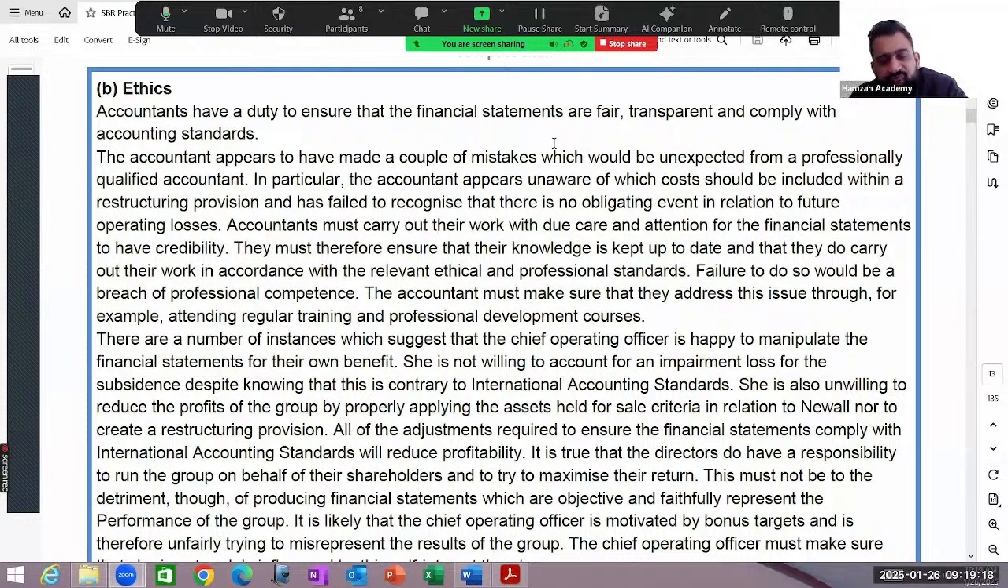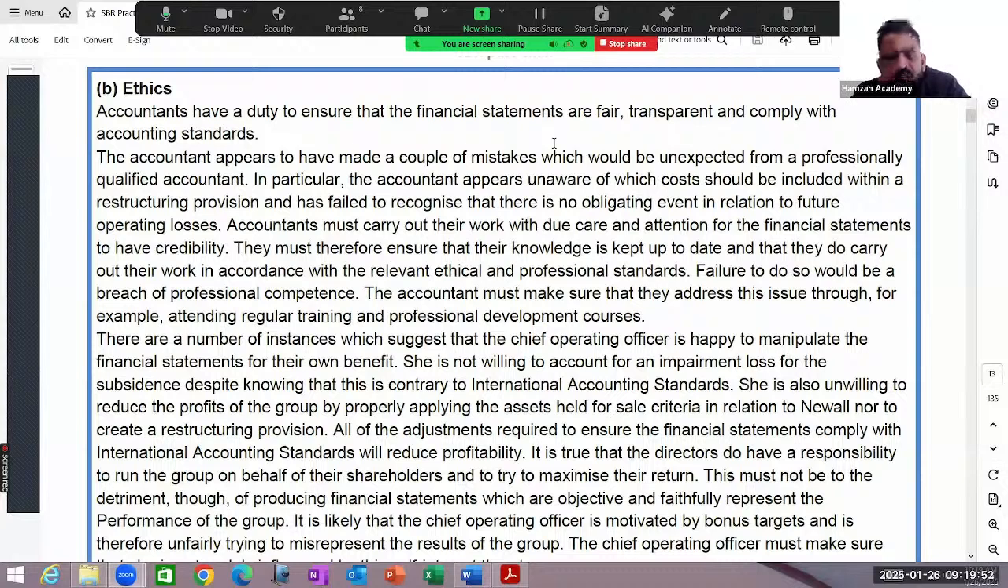Relevant accounting standards, rules and regulations. Being a professional accountant, being an ACCA member, it's our responsibility. Now, if we talk about the accountant, the accountant appears to have made a number of mistakes. If you recall the case study, he conducts some mistakes, and being a professional accountant, we do not expect that the accountant made those mistakes.